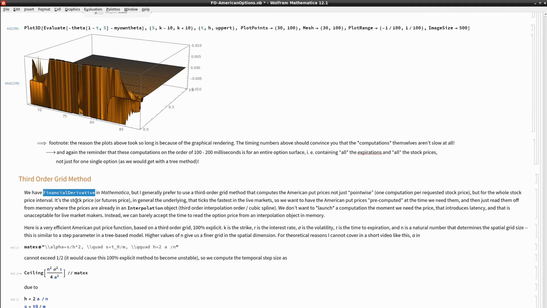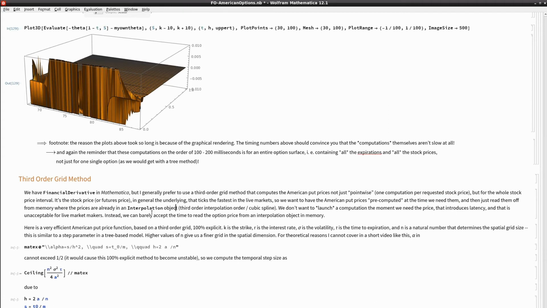So it's the stock price or futures price. In general, it's the underlying that ticks the fastest in the live markets. So we want to have all these put prices already pre-computed in memory at the time when we need them and not trigger the computation when we need them. We just want to read them off from memory when the prices are already in an interpolation object.